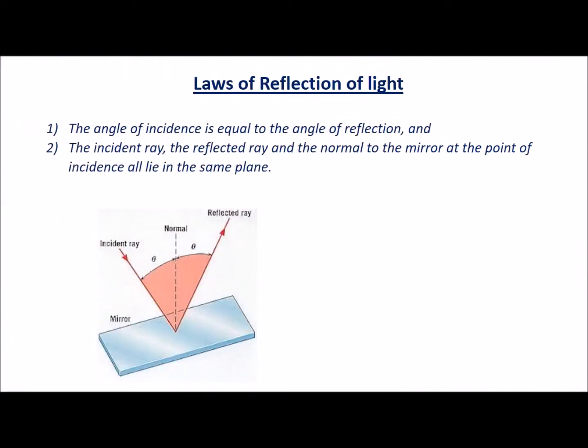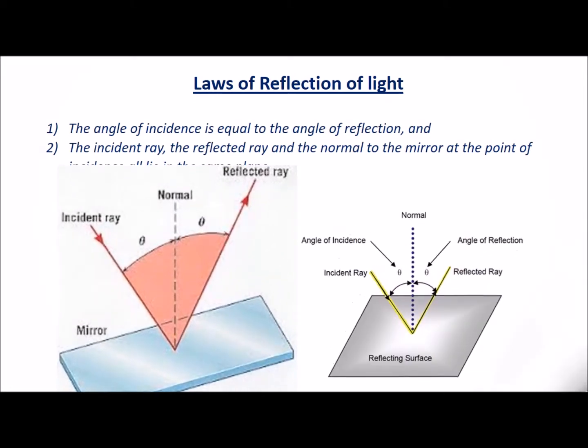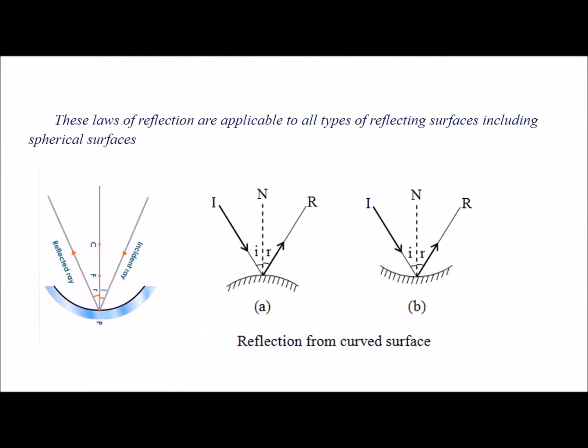Laws of reflection of light. 1. The angle of incidence is equal to the angle of reflection, and 2. The incident ray, the reflected ray, and the normal to the mirror at the point of incidence all lie in the same plane. These laws of reflection are applicable to all types of reflecting surfaces, including spherical surfaces.